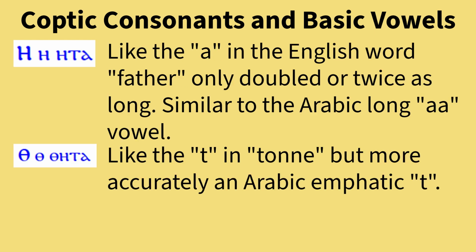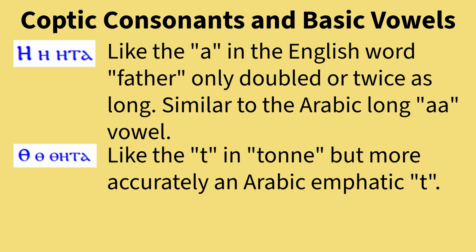We then have the next letter. This is like the A in the English word father, only doubled, or twice as long, so it's about twice as long as the A in alba. It's similar to the Arabic long vowel. We don't really have these exact distinctions in English. We may have the sounds, but we don't distinguish them by letter necessarily. We just use the letter A, or sometimes certain digraphs. However, just imagine in order of length from shortest to longest: A being the shortest, alba being the middle, and this letter being the longest A sound.